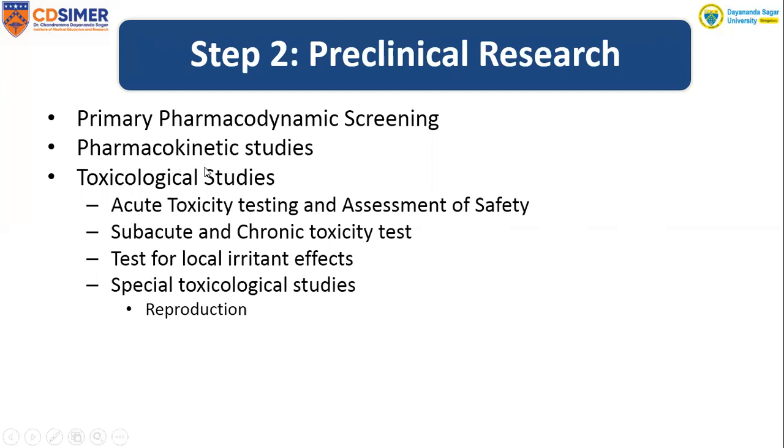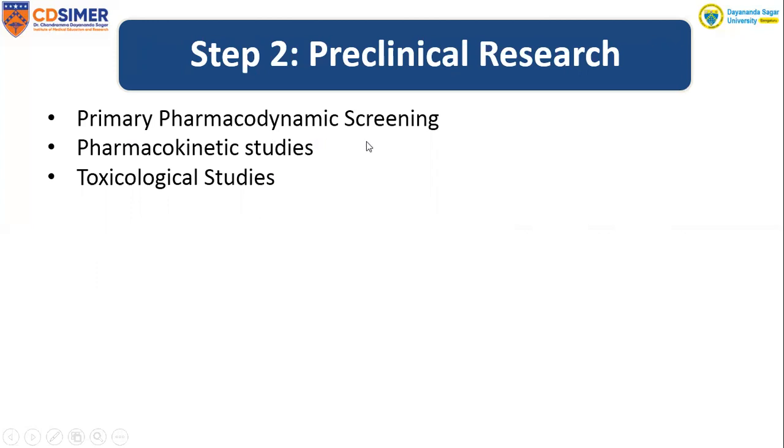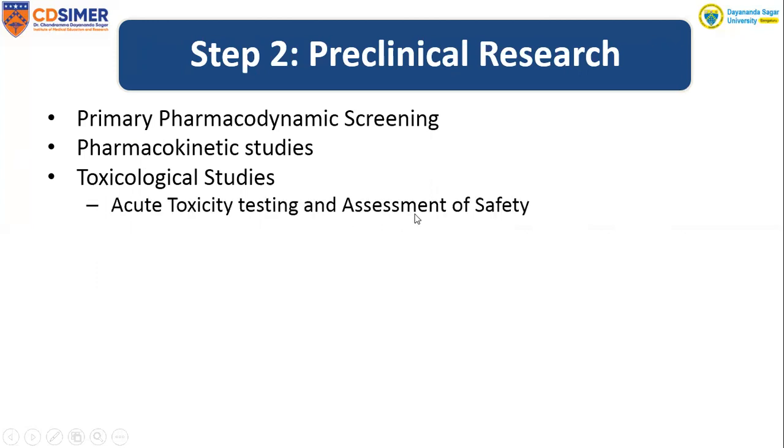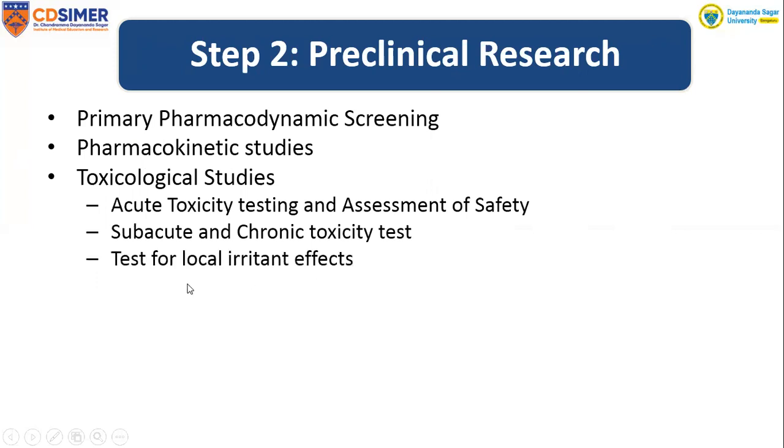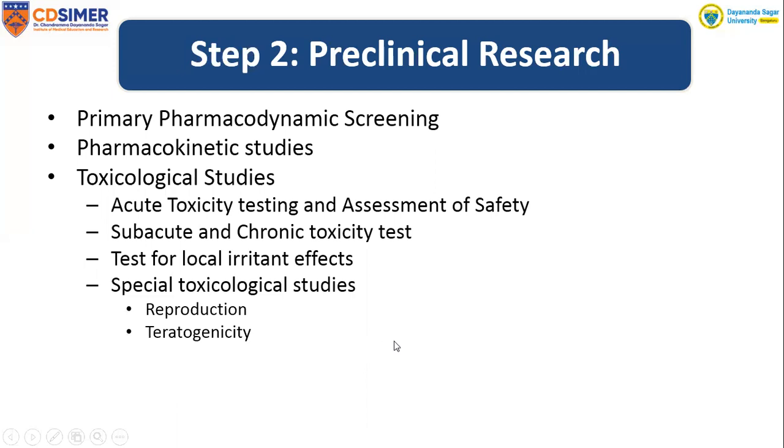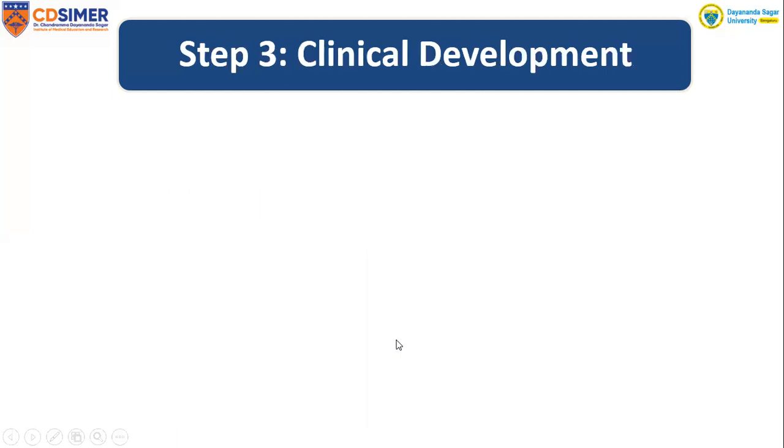So in the preclinical stage, this is what activities they will do. You can see here, primary pharmacodynamic screening will be done, then pharmacokinetic studies, then toxicological studies. What are the toxicological studies they can do? That is acute toxicity testing and assessment of safety. Subacute and chronic toxicity testing. Local irritant effect studies. Special toxicological studies like reproduction related toxicity studies, teratogenicity studies, mutagenicity studies, carcinogenicity studies will be done. So this is what I have already mentioned.